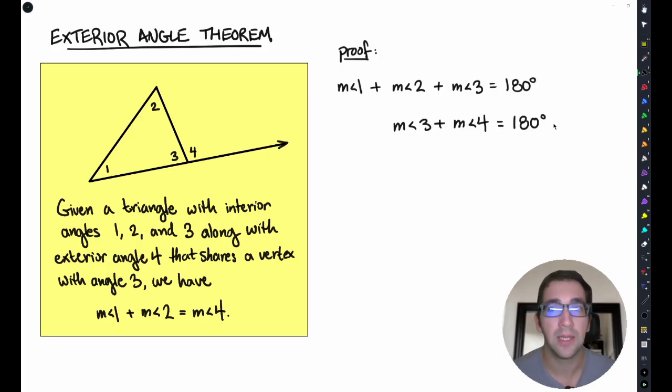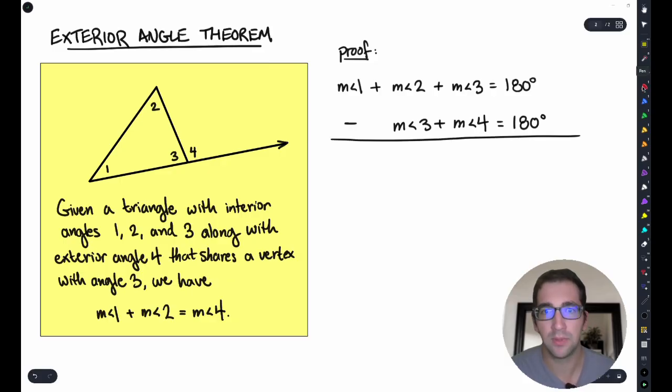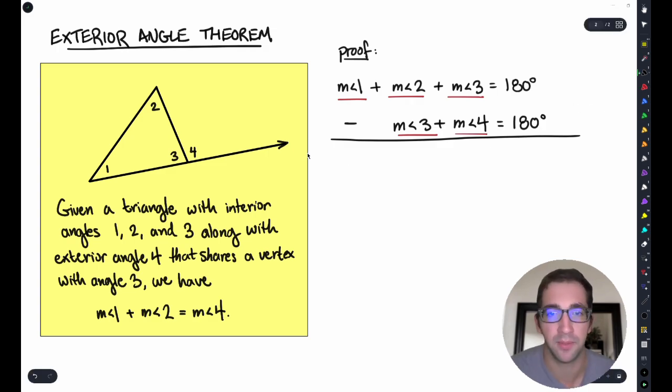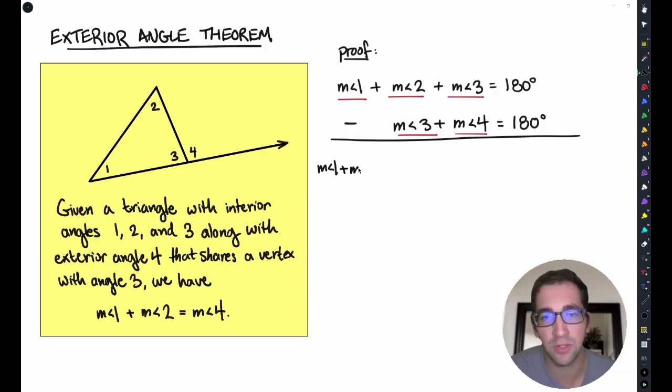Okay, great. Now, let's take a look at what happens when we subtract these two equations from each other. I'm going to do the measure of angle 1, the measure of angle 2, and the measure of angle 3, subtracted by the measure of angle 3 and subtracted by the measure of angle 4. Let me maybe just write that out so it's a little bit clearer. The measure of angle 1 plus the measure of angle 2 plus the measure of angle 3. And what are we subtracting from it? We're subtracting the measure of angle 3, and we're also subtracting the measure of angle 4.